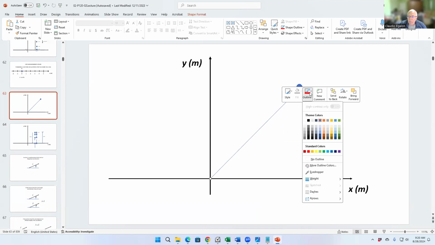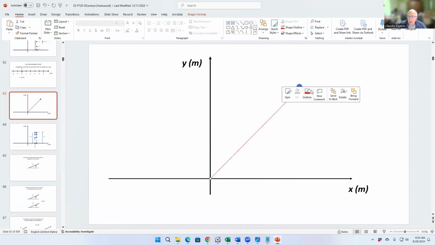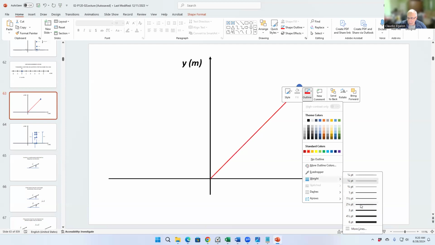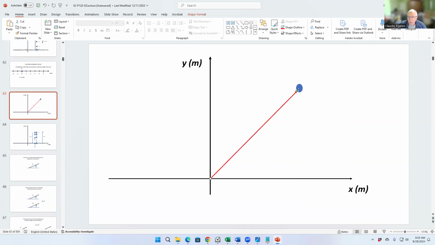And I'm going to put it in red color, a little bit thicker. Okay, so you got the basic ideas of vectors. This vector can be in this direction, in this direction, in this direction, and so on.